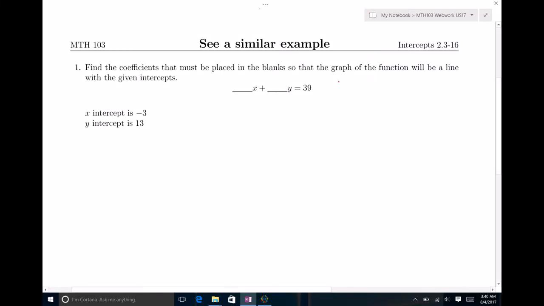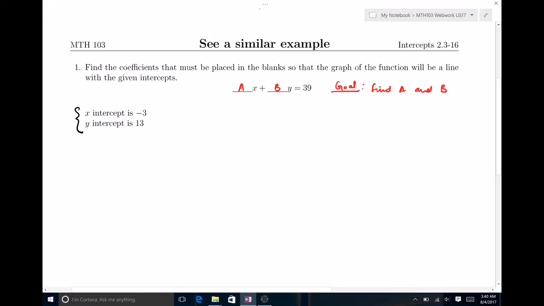Now for this problem, I need to find the coefficients that can fill in these blanks so that given these two conditions, this entire equation makes sense. So I'm going to start with just writing A and B in these blanks, and the goal of this problem is to find A and B. So let's see how we need to do that.